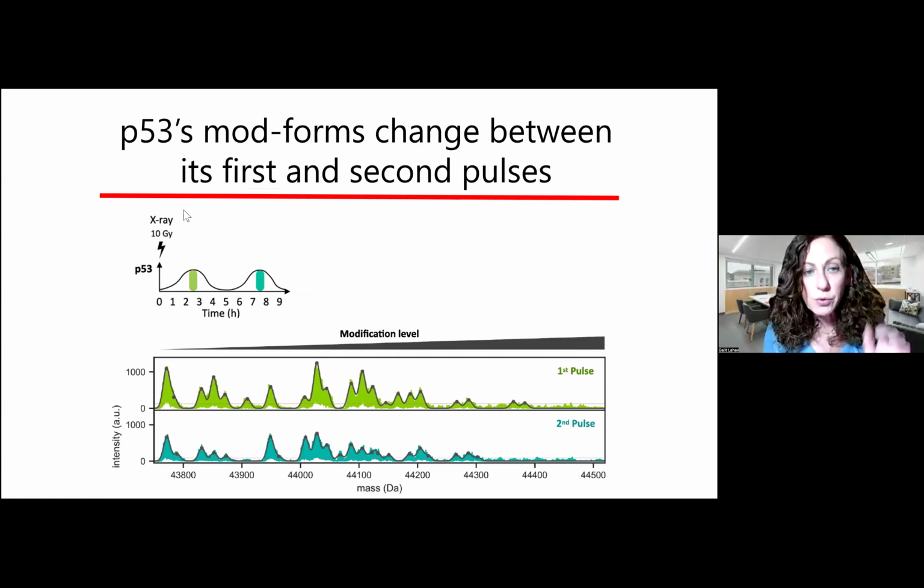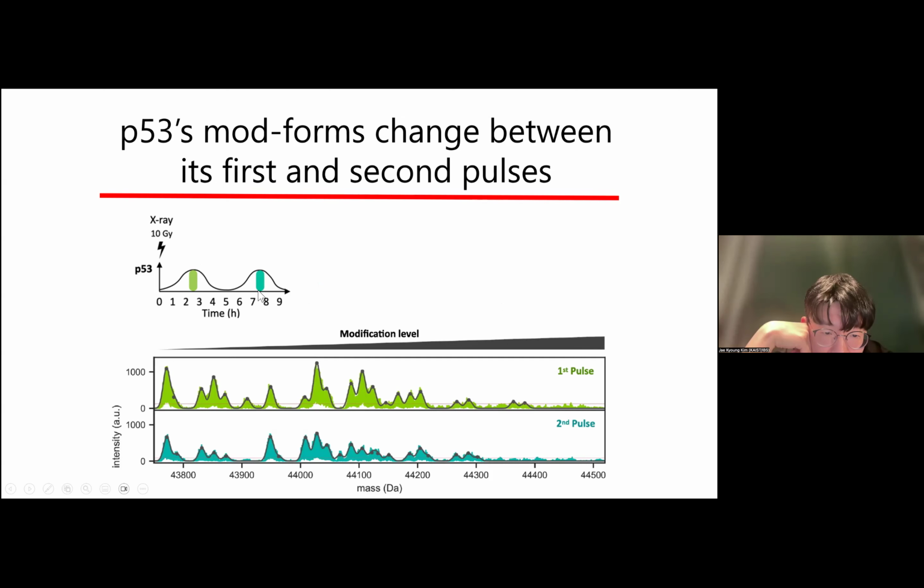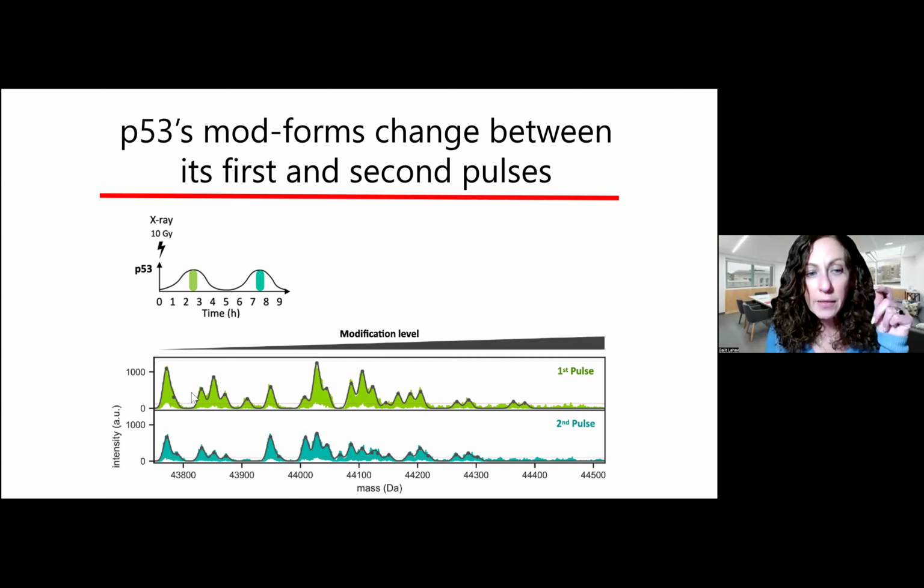Just to orient you, we took p53 from the first pulse, which is about two and a half hours, and the second pulse, which is about 7.5 hours, and ran them through this mass spec. And this is the mod form distribution. The peak here is the least modified p53, and here is the highest modified p53. And this is the distribution of the mod forms.